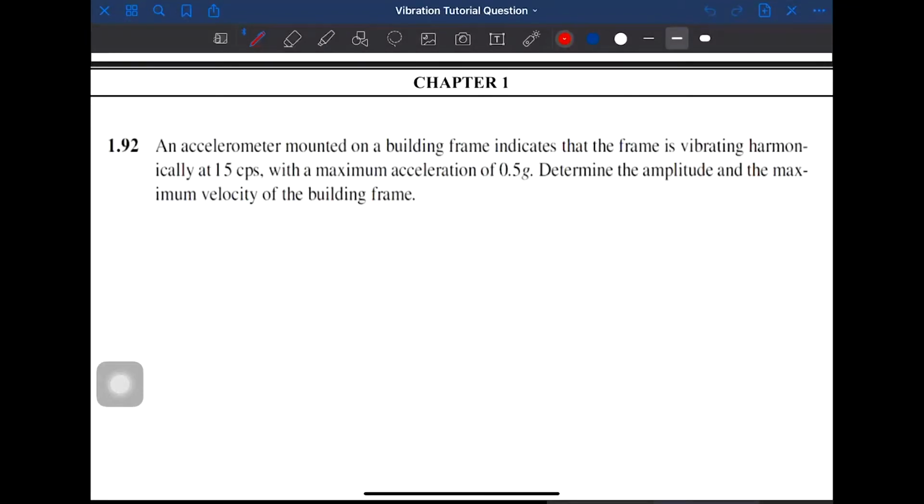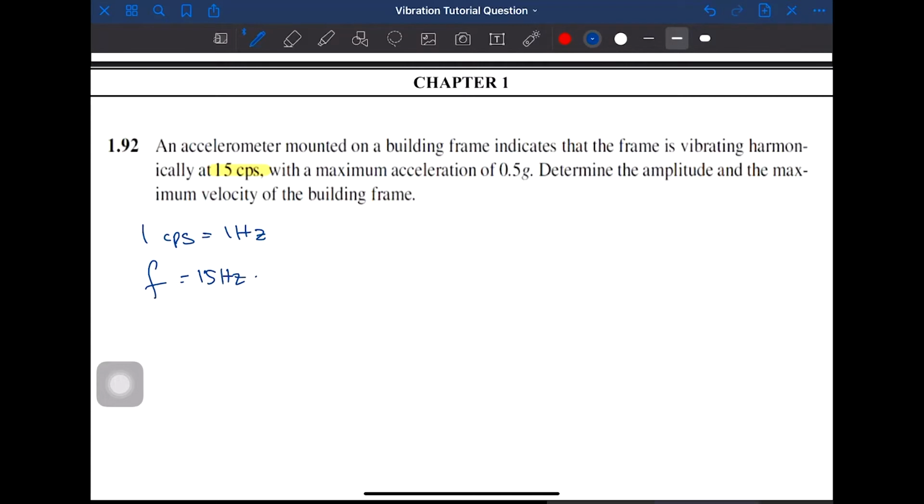Okay, an accelerometer mounted on the building frame indicates that the frame is vibrating harmonically at 15 cycles per second. CPS means cycles per second. 15 cycles per second is equal to what? Anybody knows? 15 hertz. Yeah, true. Remember, 1 cycle per second equals 1 hertz. So our frequency for this question is 15 hertz.